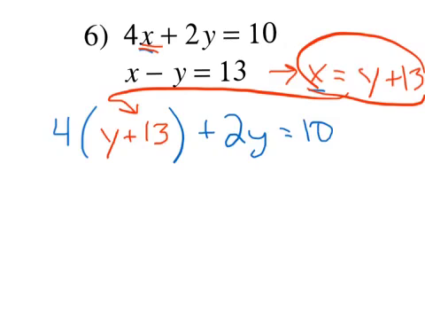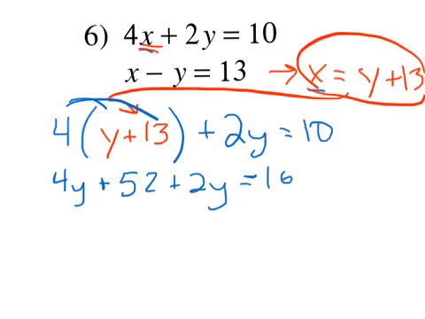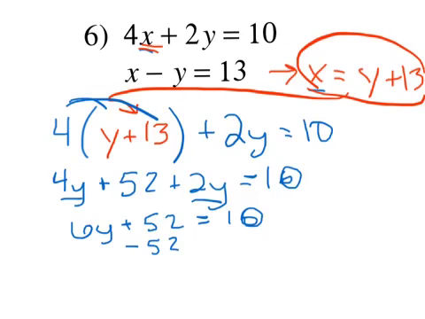And then we're going to simplify this down. So we have to distribute this 4. We're going to have 4y plus, let's see, that's 40 plus 12, that's 52, plus 2y equals 10. And then we're going to combine like terms, so these two we can combine. That's 6y plus 52 equals 10. Can't seem to get my zeros right today. And then subtract 52, and we're going to get 6y equals negative 42.